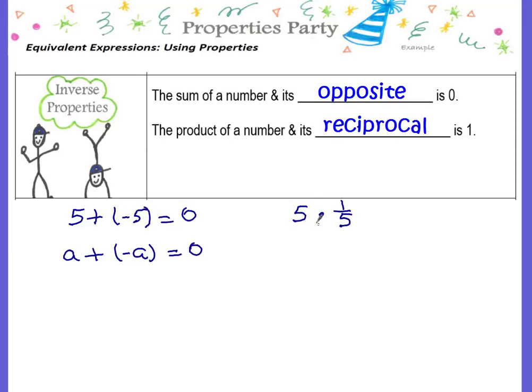And to show it to you, remember when you're multiplying a whole number times a fraction, you have to put the whole number over 1 to turn it into a fraction. Multiply your numerators together. 5 times 1 is 5. Multiply your denominators together. 1 times 5 is 5. And this simplifies to 1. Same thing, if you have A times the reciprocal of A, which is 1 over A, the answer will be 1. This is the inverse properties.